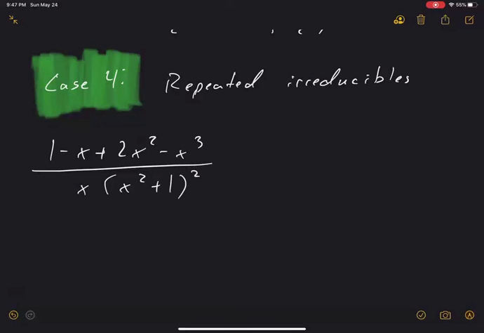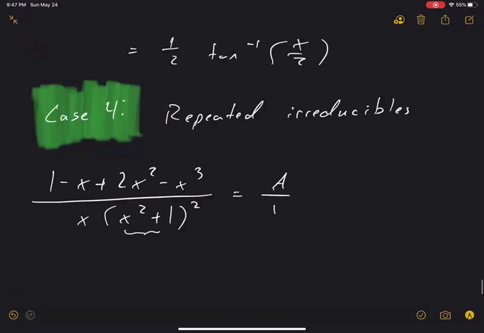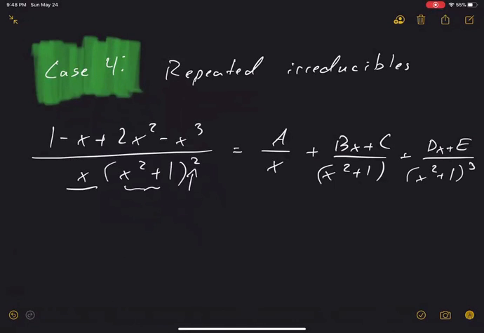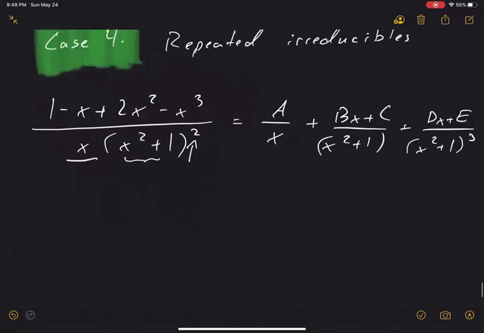So this is very similar to case 2, right? I have this irreducible thing, but then it's repeated. So I deal with it in a similar way. This is going to be equal to A over x, that's for this term. And then how do I deal with these repeated terms? I would have Bx plus C over x squared plus 1. And I would keep writing factors like that until I got to the highest power on the left side. Plus Dx plus E over (x squared plus 1) cubed. Okay, so that is how I would split this up.